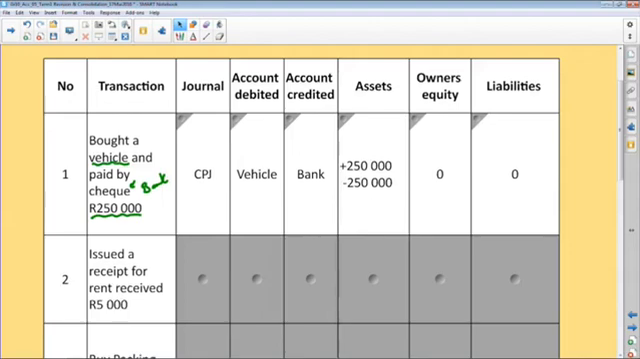Issue a receipt for rent received. So we're receiving 5,000 Rand, giving you a minute to complete it.